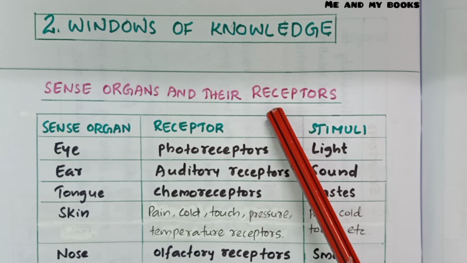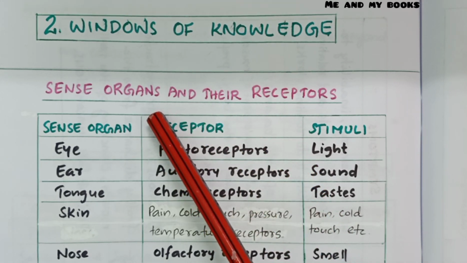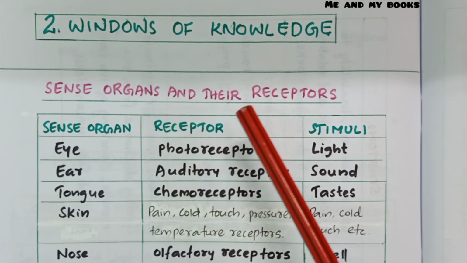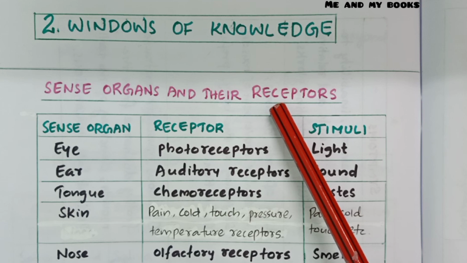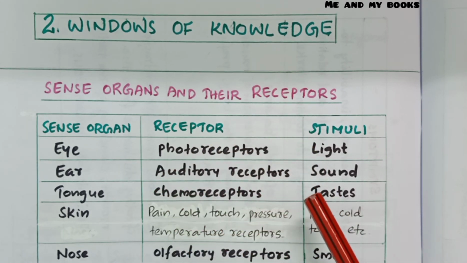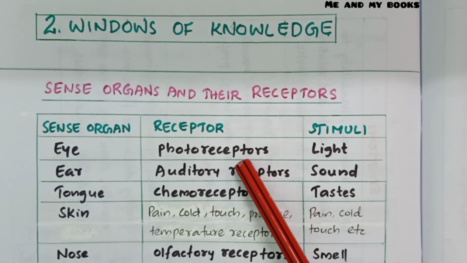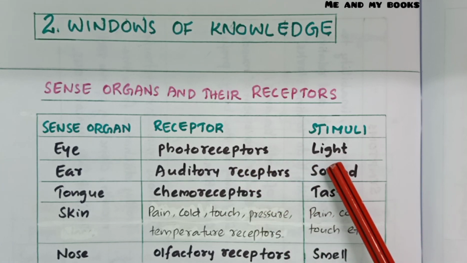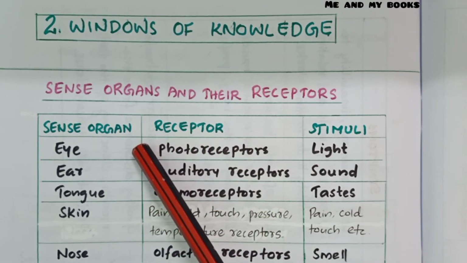Okay, so there are 5 sense organs in our body. All these sense organs have receptors for receiving stimuli. Let us see which are they. First one, eye. So eye has photoreceptors for receiving light. Understood? Light is received by photoreceptors that is present in the eye.